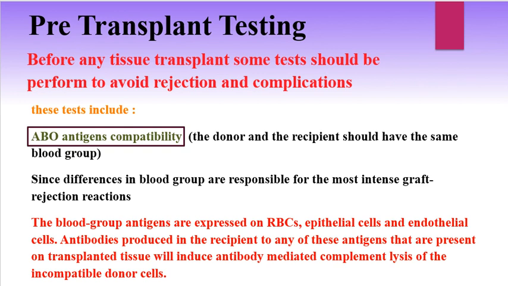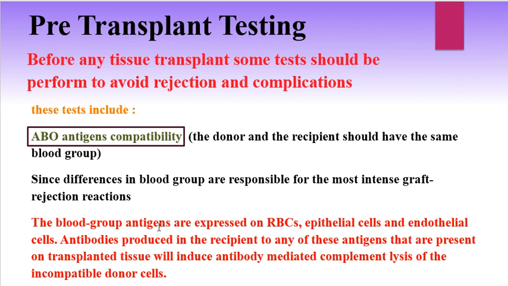So before any tissue transplant, some tests should be performed to avoid this rejection, and these tests include: the first test should be done that the donor and recipient blood group should be more or less similar. So ABO antigen compatibility should be tested first before other tests, since differences in blood group are responsible for most intense graft rejection reactions.